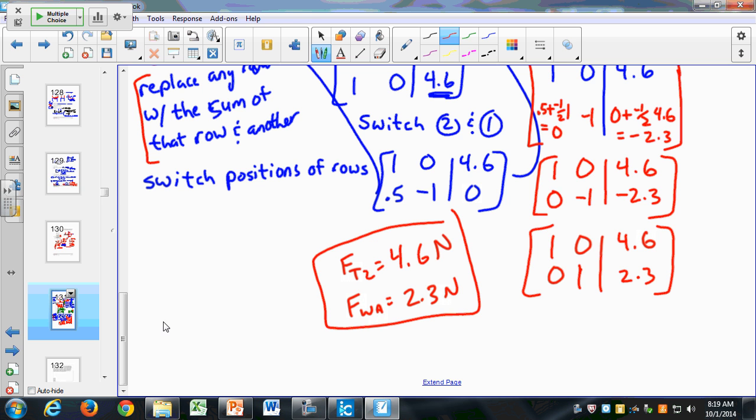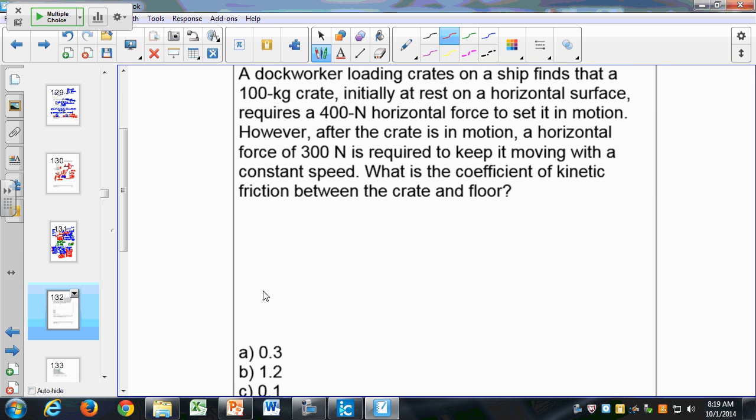All right, let's try this clicker question. Dock worker loads crates on a ship.